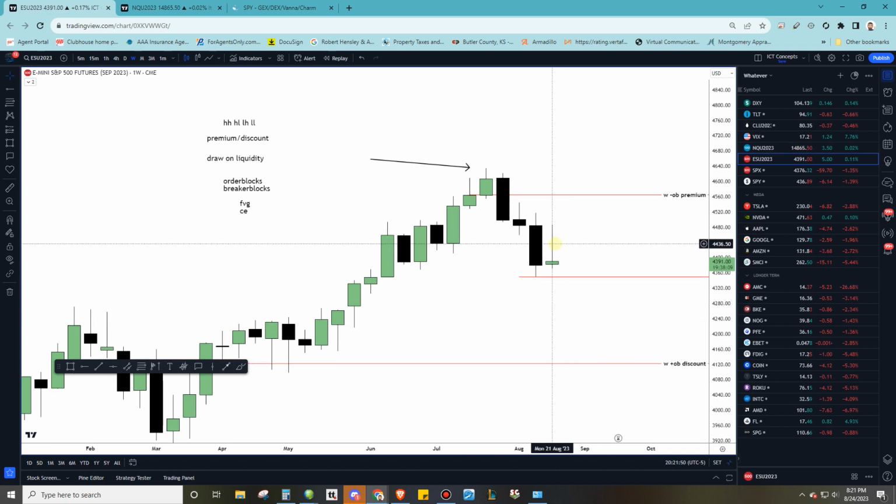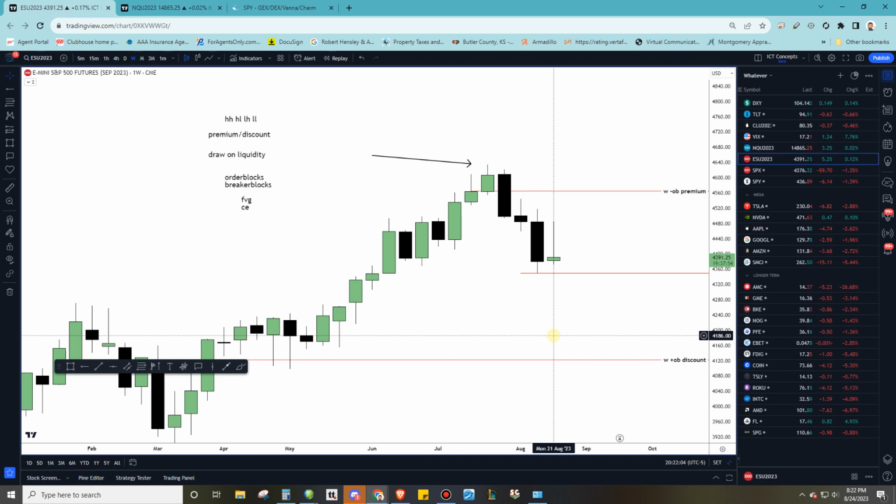I would use this as consequent encroachment, but this candle hasn't closed yet, so not really going to use that yet. I'll use other candles, like maybe right here. But again, that's last on my list. I don't care about those as much. The order block and breakers and the fair value gaps are my three that I'm going to look at.